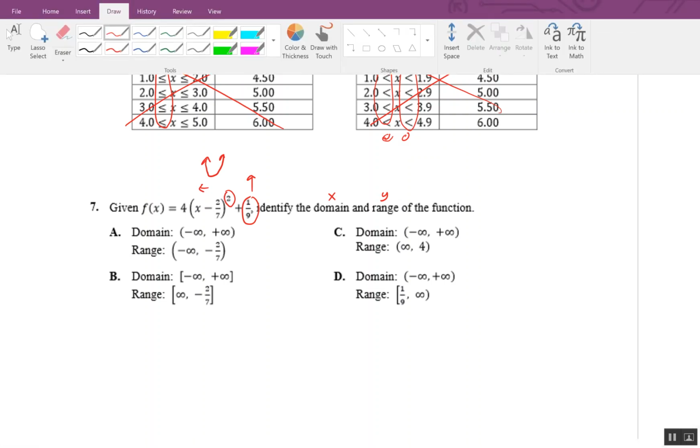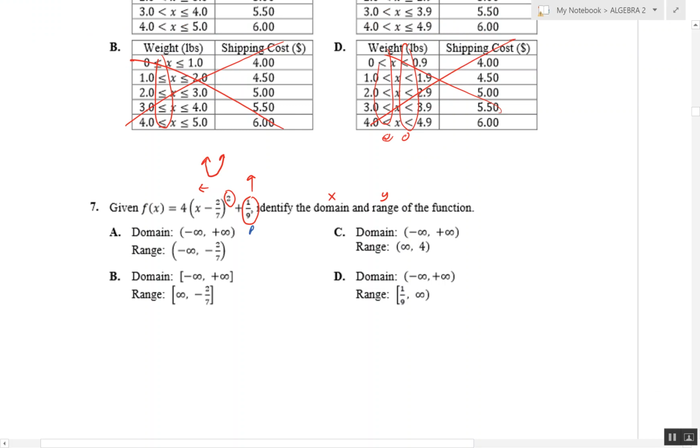The range in this case is going to have to deal with something with this 1/9. So I'm going to look in the ranges and find out what's going on with the 1/9. That doesn't have a 1/9 in it. That doesn't have a 1/9 in it. That doesn't have a 1/9 in it. That's the only one that has a 1/9 in it. Wham, bam, you're done. That's all we had to do for this question.